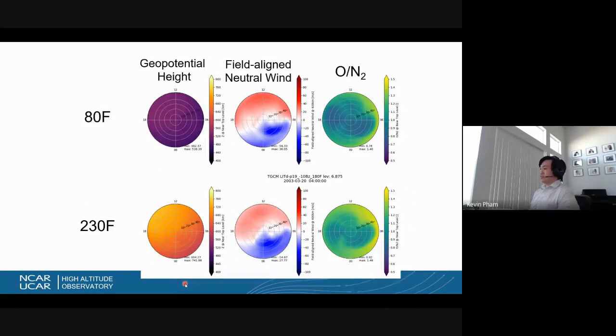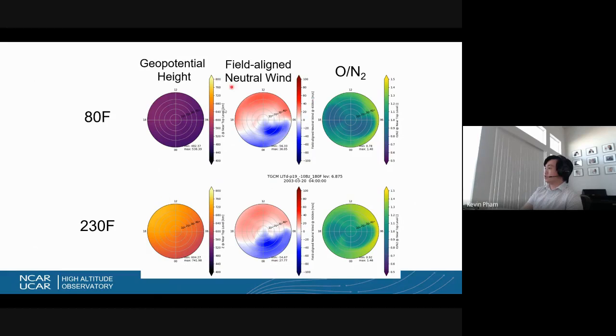Okay, so what do the different thermospheres look like? The top row here is the 80 F10.7 thermosphere. The bottom row here is the 230 F10.7 thermosphere. If you take a look at the geopotential height near the top boundary of TIGCM, you can see that the altitude ranges from about 480 kilometers to 540 kilometers. However, in the solar maximum, you can see the thermosphere is much more inflated, going from 600 kilometers up to about 740 kilometers.